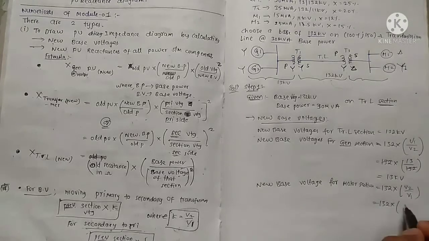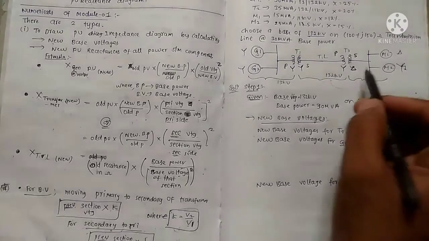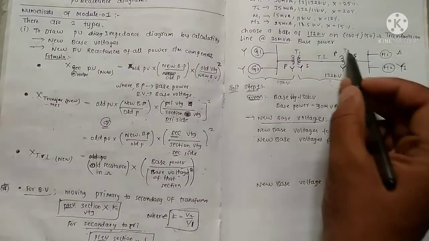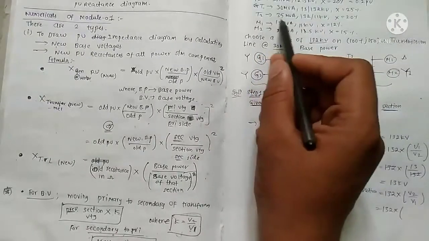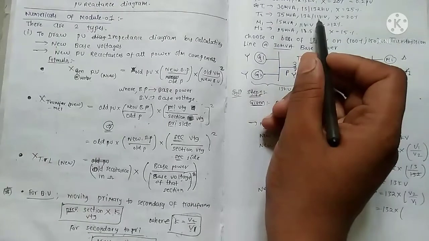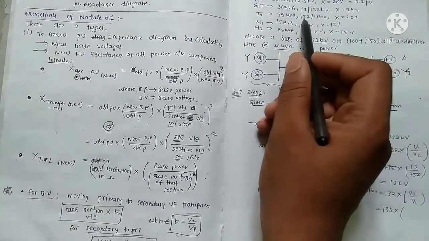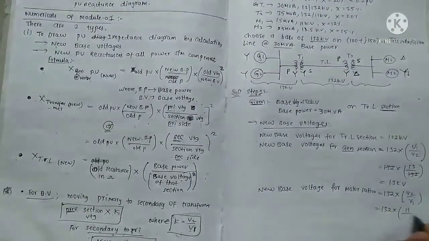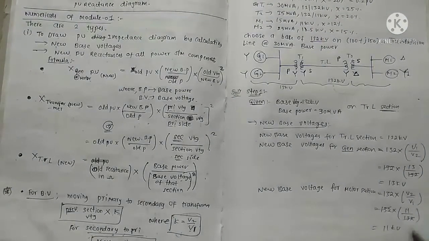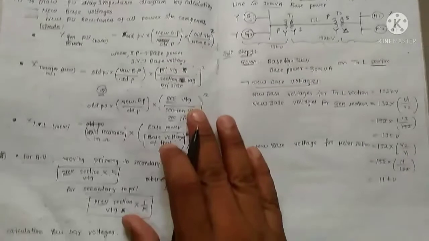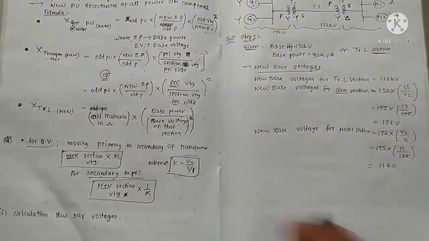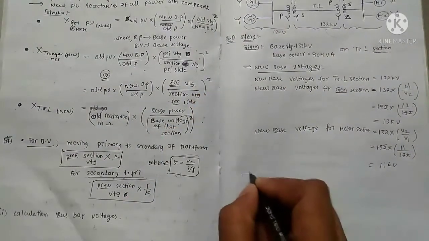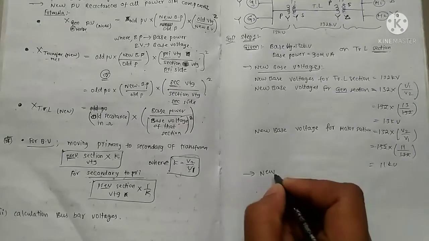132 multiplied by V2 by V1. We are moving primary to secondary of T2, right? T2 is given as 132 by 11 kV. So V2 by V1 is 11 by 132. The 132 gets cancelled, giving 11 kilovolt. We have calculated the new base voltages.